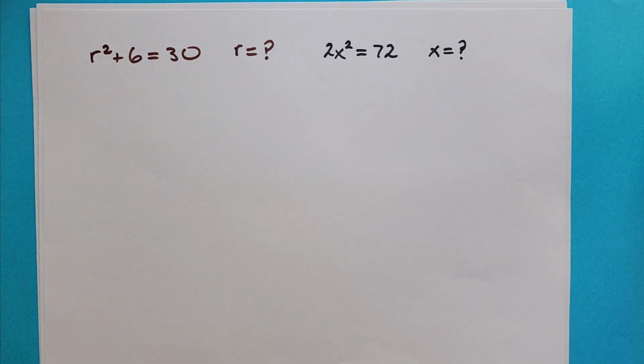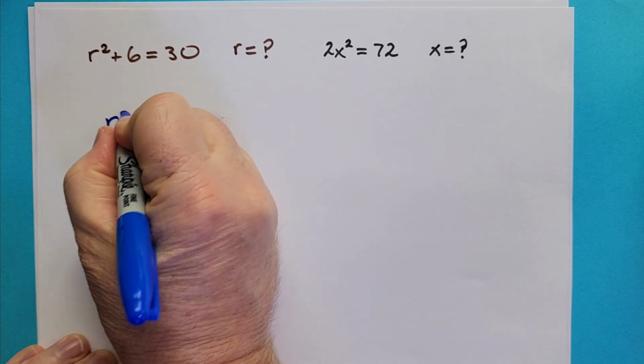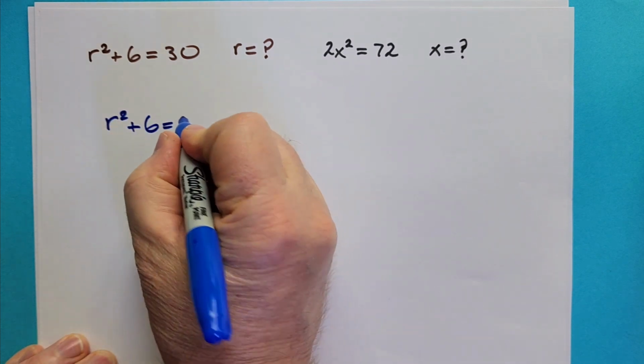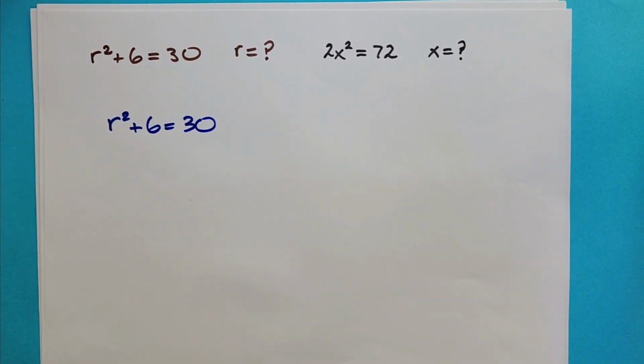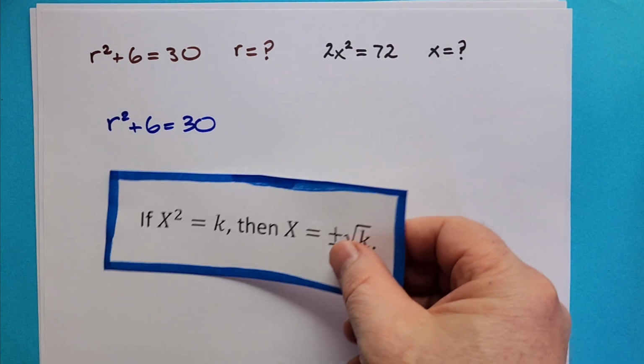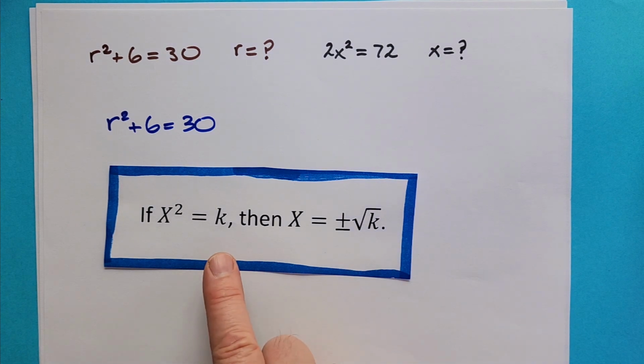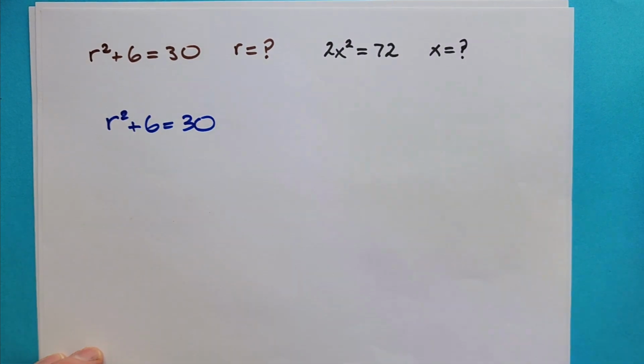So here we go. R squared plus 6 is equal to 30. Let's solve for r. Now I always tell my students to rewrite the equation as you transfer it from the problem out of the book or out of a worksheet, whatever. So we're going to go ahead and write this. If r squared plus 6 equals 30. Now if we're going to use the square root property, we need to get the equation set up so that we have the variable squared equals a constant. So that means we got to isolate r squared. So we have to do a little bit of algebra first.